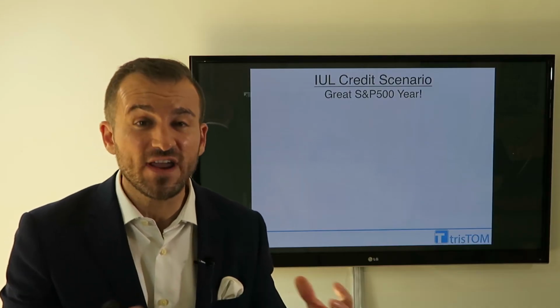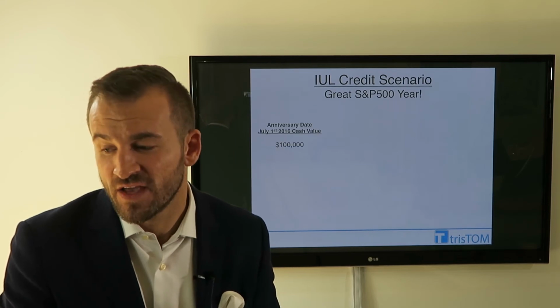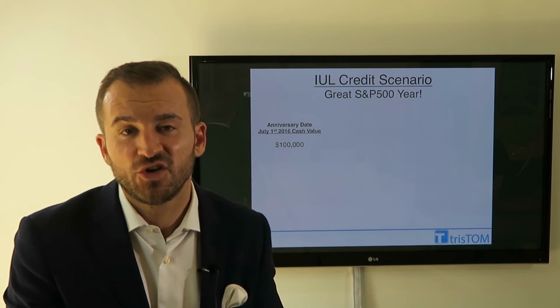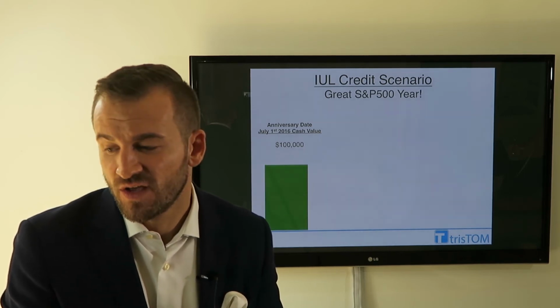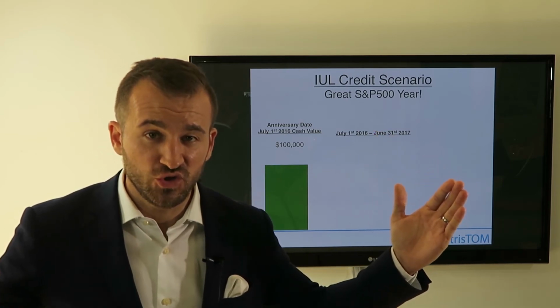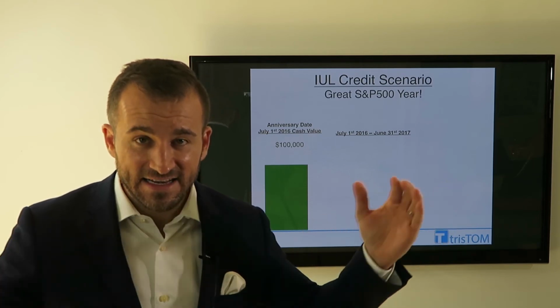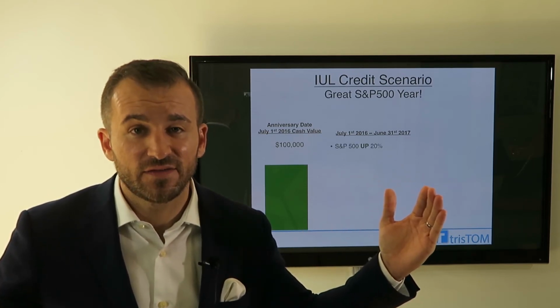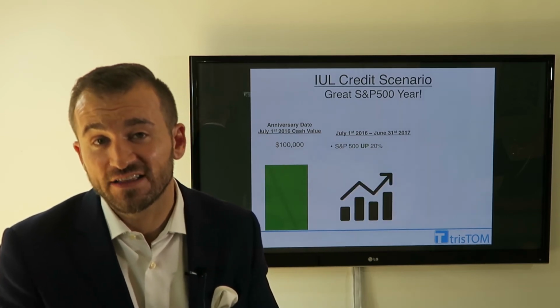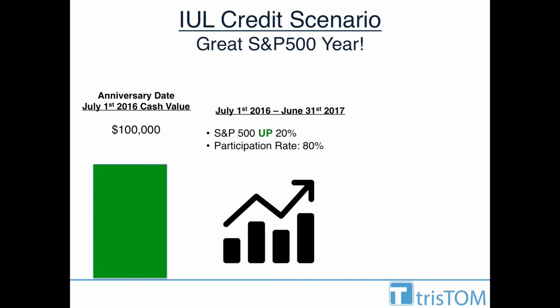So let's go into another one. Let's just say that you have a great year in the S&P 500. Again, we're looking at your anniversary date, and we see on July 1st of 2016, your cash value is $100,000. Again, what we look at is from July 1st, 2016 until June 31 of 2017. That entire year, you see that the S&P 500 has grown 20%. Really, really good year. Again, we got to look at the certain things, such as the participation rate, which in this case is still 80%. We still have a cap credit of 10%, and we have a floor credit of 0%.